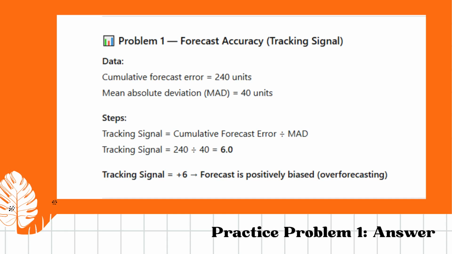Explanation. Problem 1. Let's check the forecast performance. The tracking signal helps us see if our forecast is consistently too high or too low. To calculate it, we divide the total cumulative forecast error by the mean absolute deviation. When we do that, we find the tracking signal is about +6. That means the forecasts have been consistently higher than the actual demand, a sign of overforecasting. In practice, a value this large tells the planner it's time to review or adjust the forecasting method.